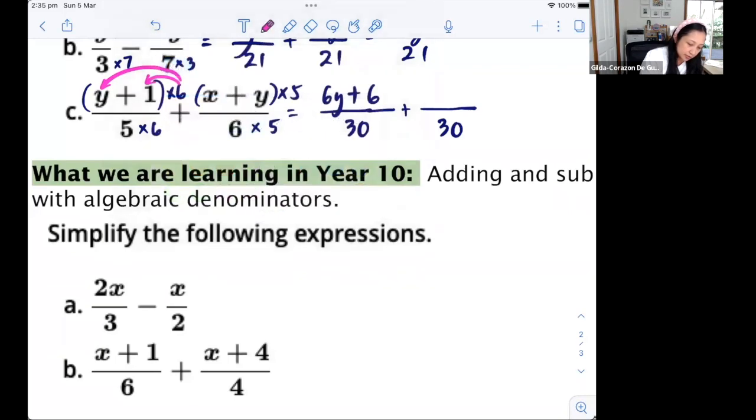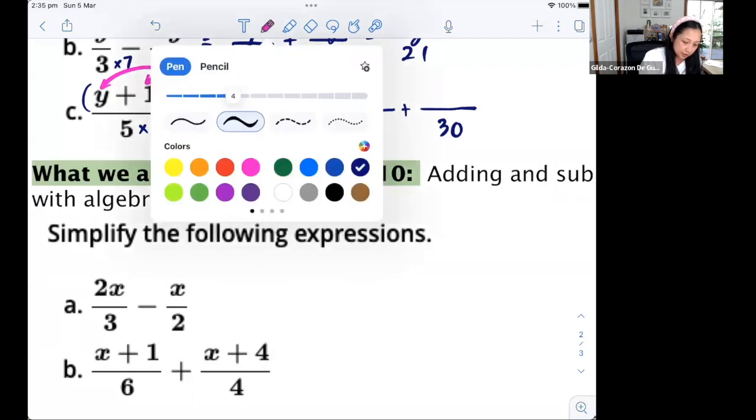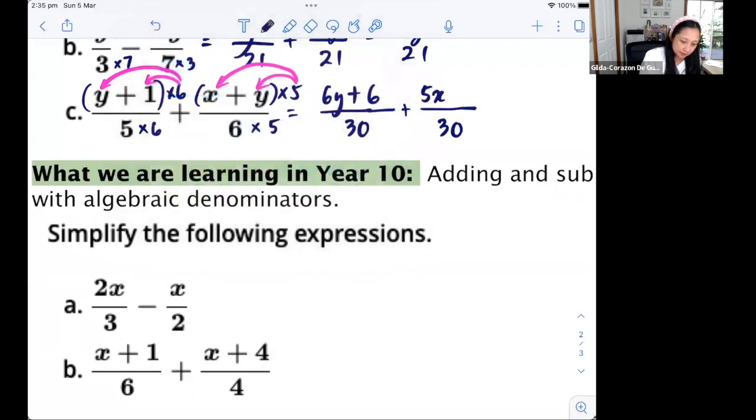And remembering to distribute the 5 to each of the terms. Remember, a term is separated by a plus or minus. So therefore, the top becomes 5x plus 5y, right?